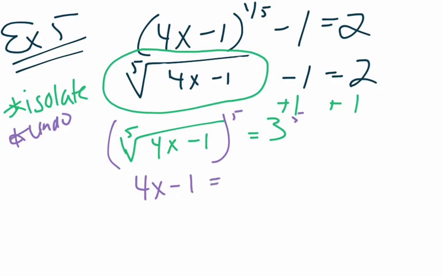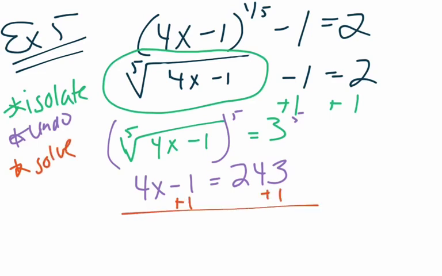And then you probably need to bust out a calculator for this, because most of us don't know 3 to the 5th power off the top of our head, but we could calculate it. It is 243. And then the last step is to solve. So we'll add 1 and we get 4x equals 244.